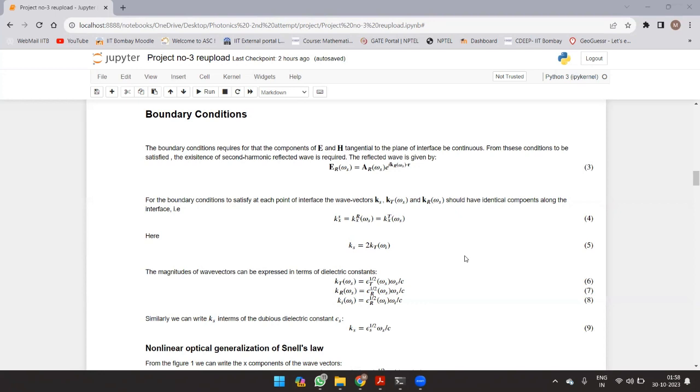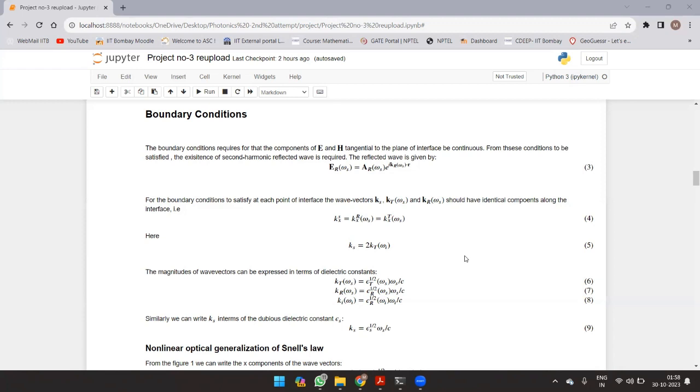Similarly, the second equation is kr at omega s equal to epsilon to the power half at omega s into omega s upon c. And the third equation is ki at omega i equal to epsilon r to the power half at omega i into omega i upon c. Similarly, we can also write ks in terms of the dielectric constant epsilon s, which is ks equal to epsilon to the power half into omega s upon c.